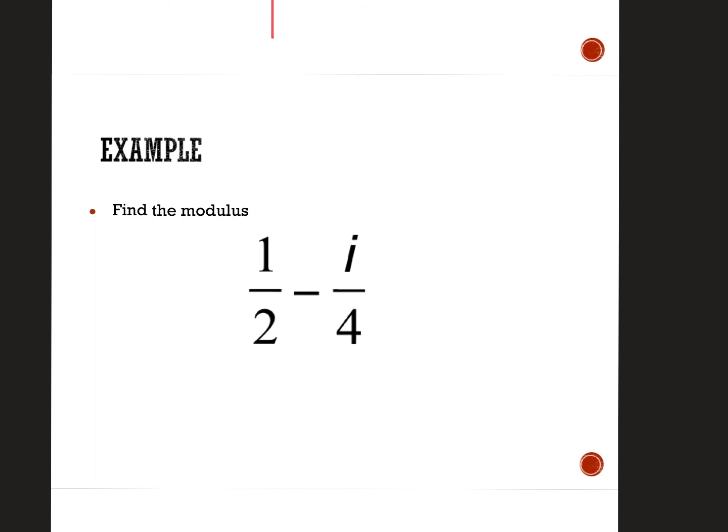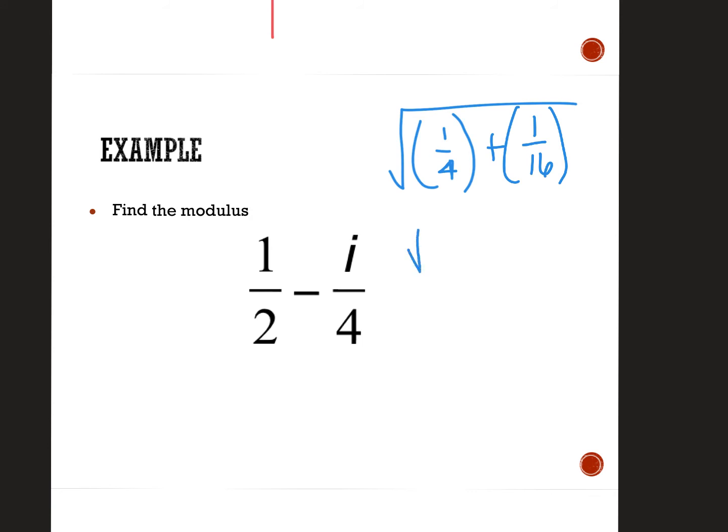You can graph it if you want to. But the formula is the square root of the real part squared plus the imaginary part squared. So let's see, that's the square root of, if I add those together, 5/16. And if I take the square root, it's the square root of 5/4. That is the modulus, right? Or the distance from 0.